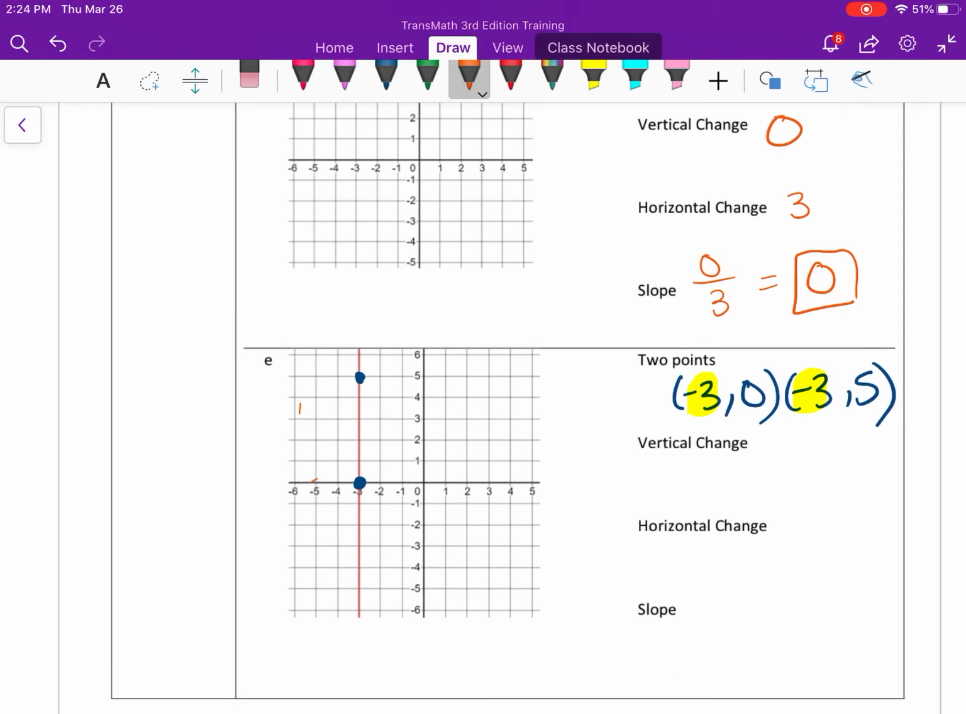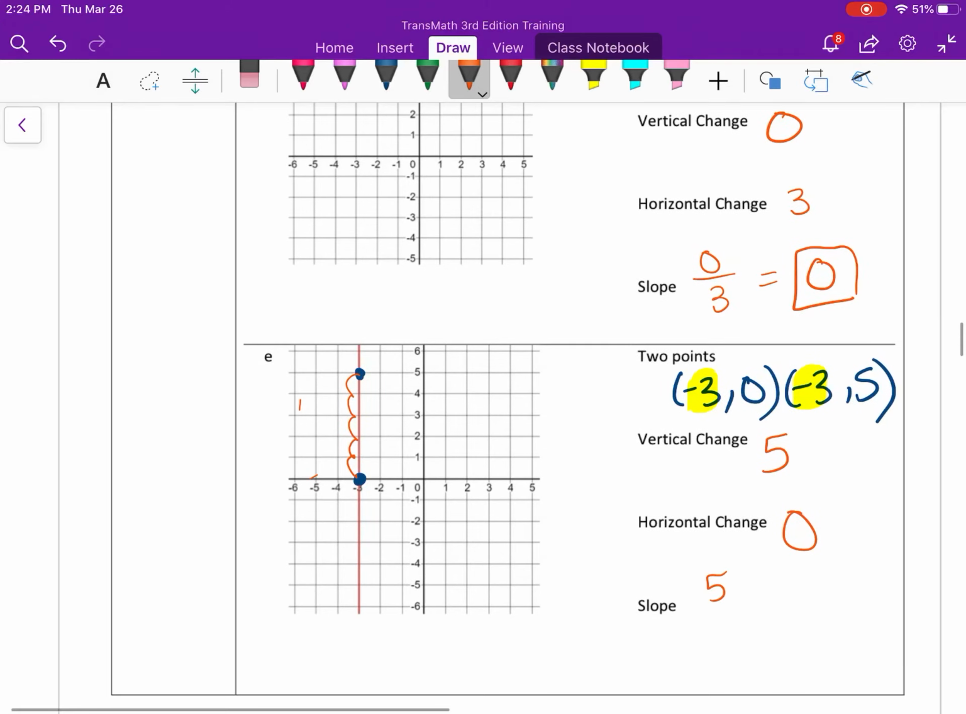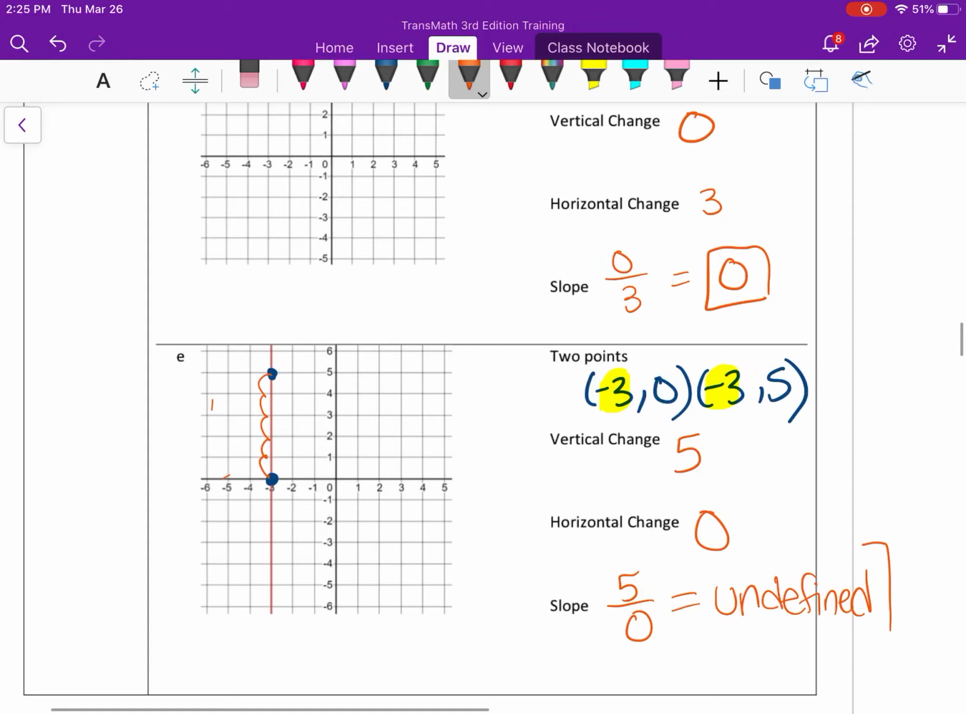So vertical change. I went up 1, 2, 3, 4, 5. But I didn't go over any. So horizontal change is 0. So vertical change over horizontal change is undefined because you cannot divide by 0. If you try to like simplify that in your calculator, 5 divided by 0 is an error. So we can't divide by 0.